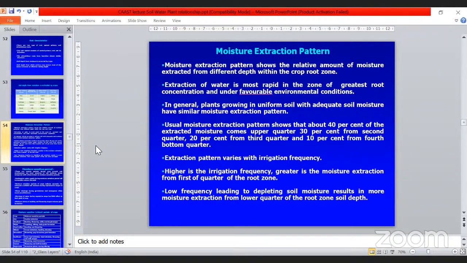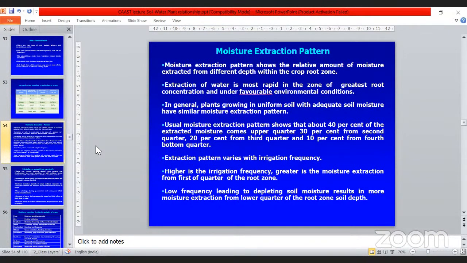Irrigation is applied maybe after 5 or 6 days, or depending on the climate, because in winter it requires 10 or 11 days. In summer, it is after 4 or 5 days, and the Kharif season is the same way. So likewise, depending on the season and the soil, the extraction pattern varies, and even the irrigation frequency changes.